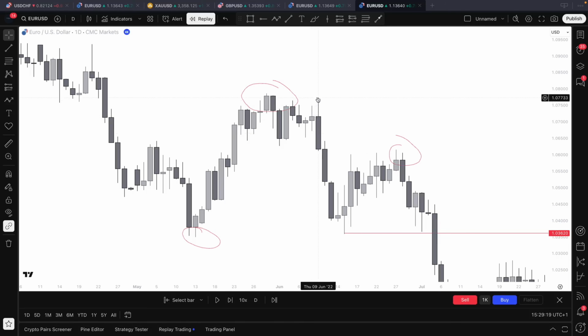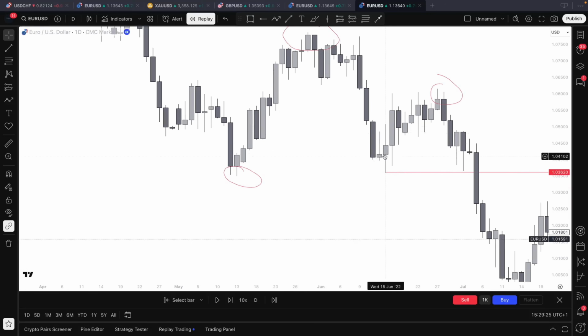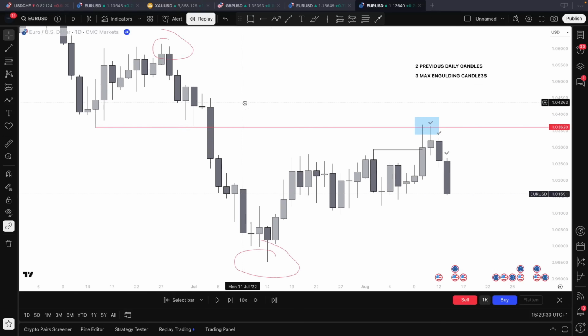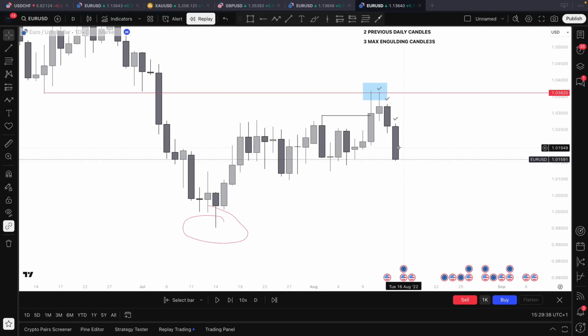Indecision candle, strong engulfing, another strong engulfing. And look at that, an indecision candle and price has slowly moved away. Again, another example over here. Rejection candle, engulfing, and another smaller engulfing, price starts to slow down. It's exactly the same scenario.